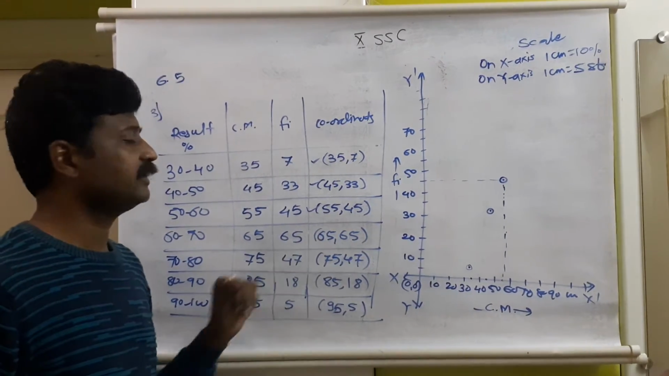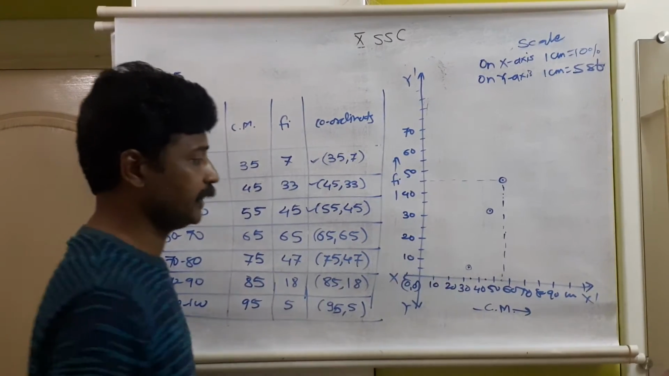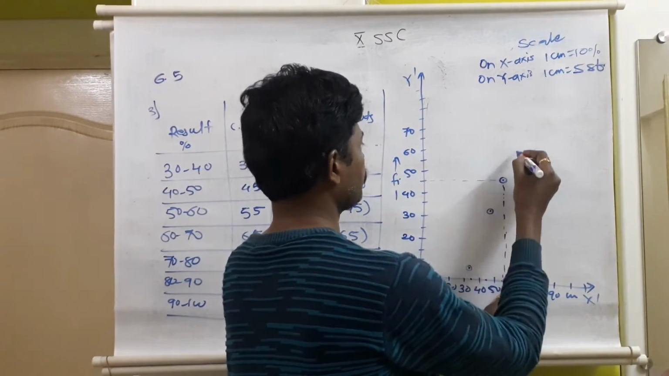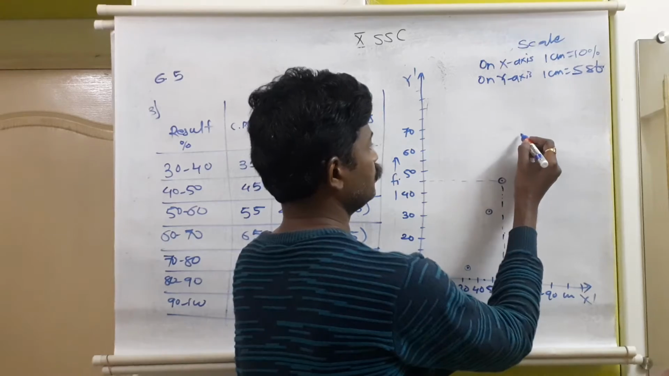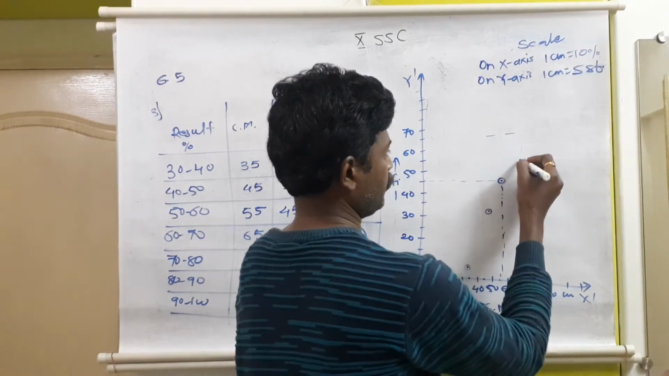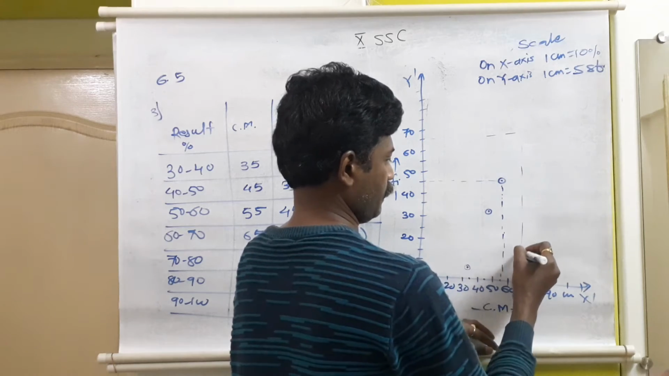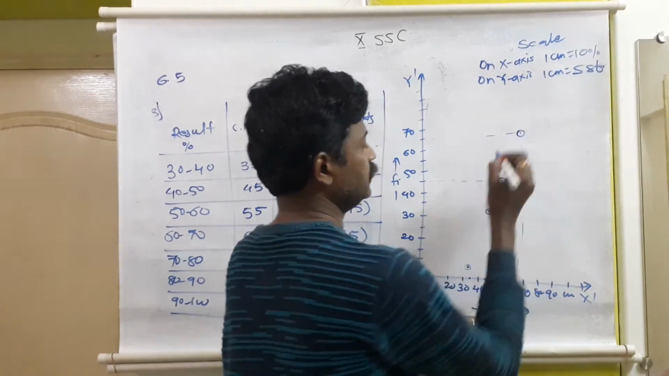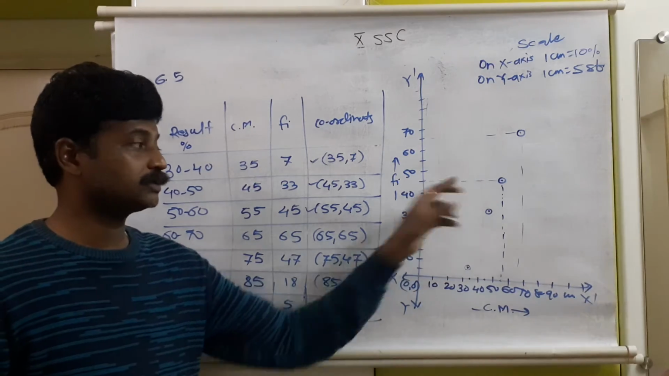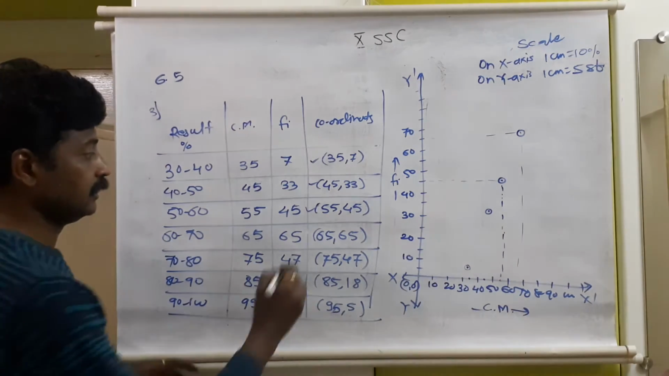Next is 65 and 65, 65 on both axes. Here 65, so it will be here, and here also 65, and the point will be here. We also need to mention for that point what the x coordinate is and what the y coordinate is on the graph.